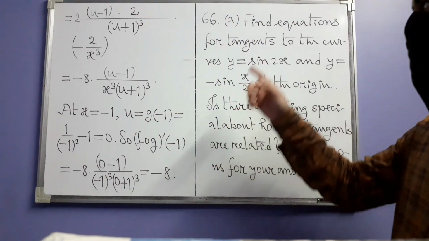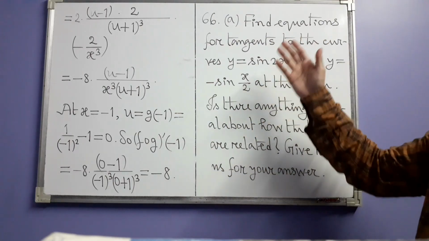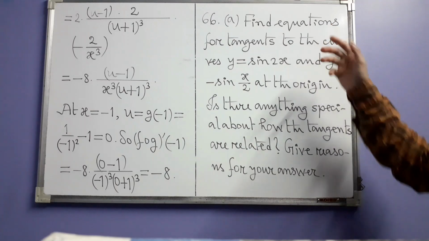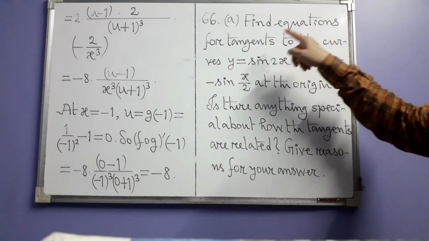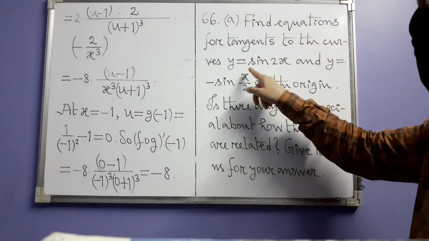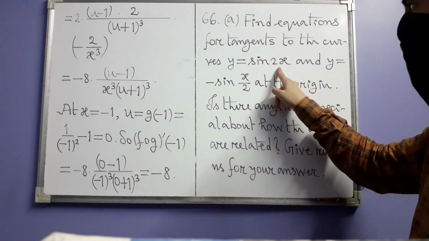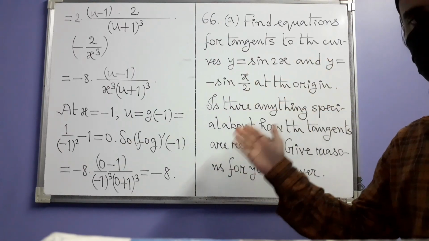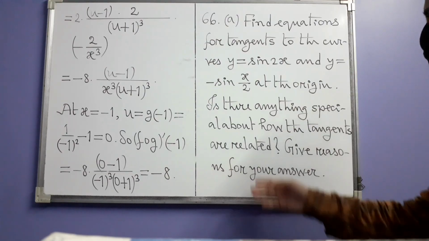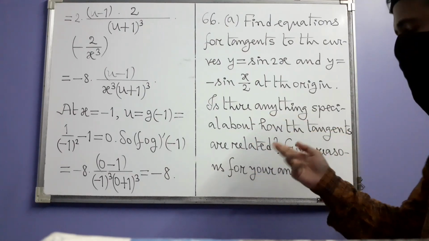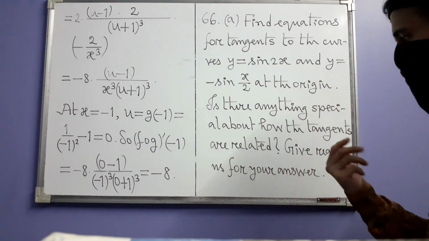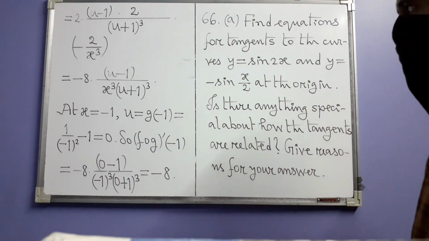Next, let us see this number 66, which has 4 parts. This is the first one, part A, and it's geometric in nature. Find equations for tangents to these two curves, y equal to sine 2x and y equal to minus sine x divided by 2 at the origin. Is there anything special about how these two tangents are related? We have to give reasons for our answer.